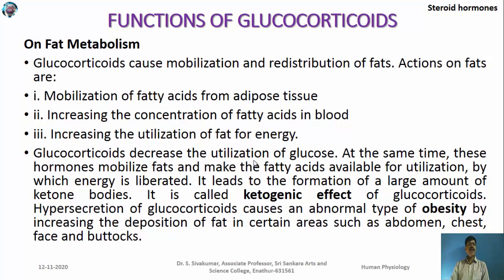Then how are glucocorticoids going to play a role in fat metabolism? It increases the mobilization of fatty acid from the adipose tissue. It increases the concentration of fatty acid in blood. It increases the availability of fat for energy production. So these hormones are going to have a ketogenic effect. Since the fatty acids are increased in blood, it might be responsible for obesity. So that is the negative role of glucocorticoids.